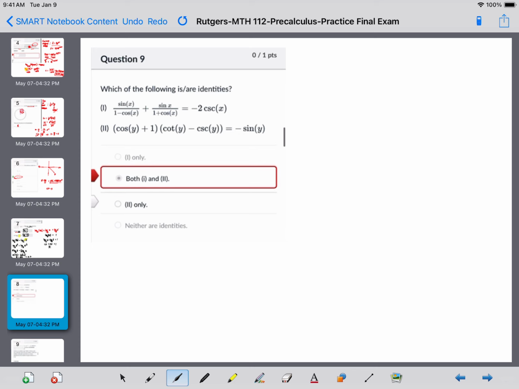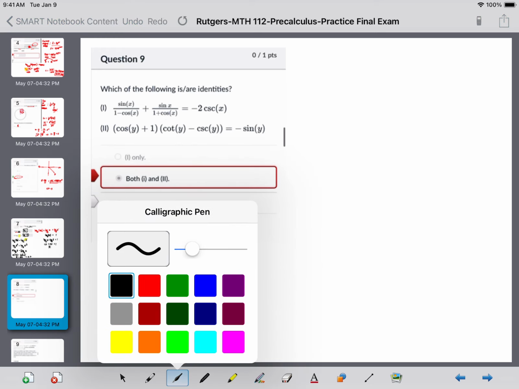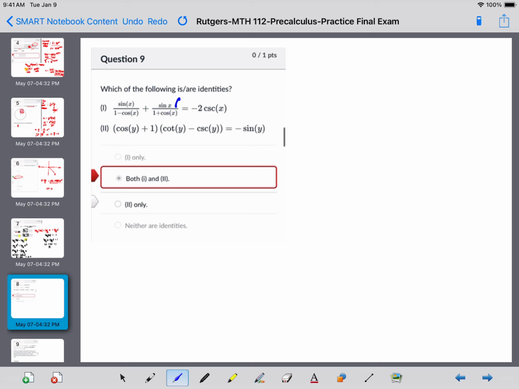For these, you're given identities that you have to prove. Which ones are identities? Immediately, I see these conjugates, so I'm probably going to have to multiply by the conjugates. I'm going to multiply by 1 minus cosine of x, because it's also rational and we want a common denominator if we're going to be adding.